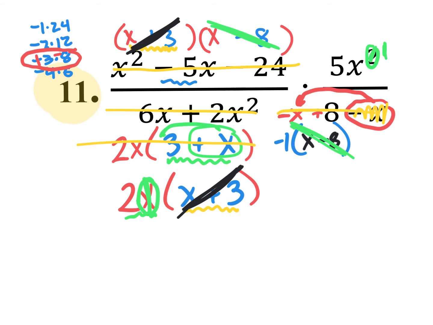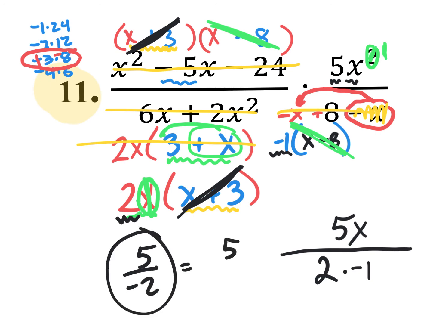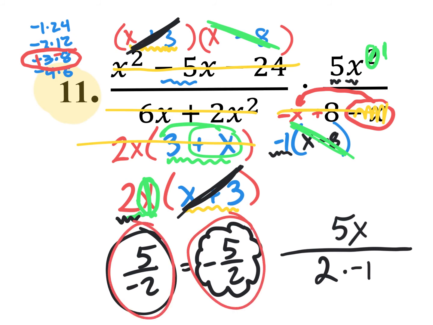So this is really ugly. Let's rewrite what we have left over, okay? So up on top, we have a 5 and an x. Let me write that, 5 and an x. There's nothing else. On the bottom, we have a 2. And we also have times negative 1. So your final answer will be 5 over negative 2. That's your final answer. Or you could write it as 5 halves with the negative out in the front. That's totally acceptable and equally correct. Good answer, good answer.